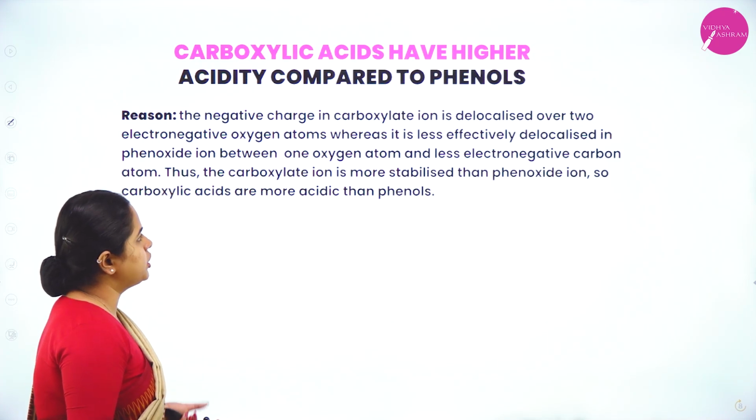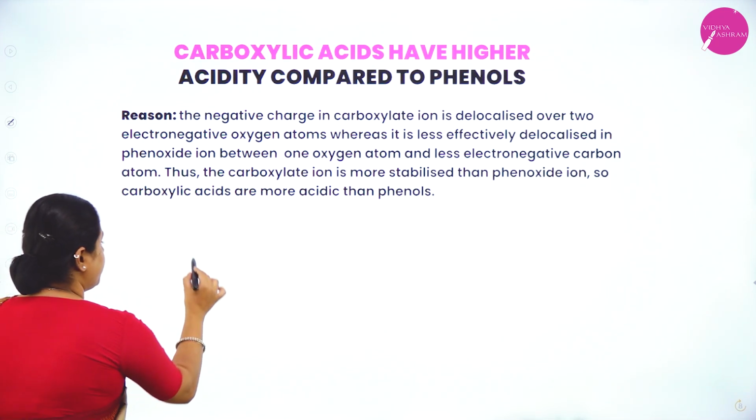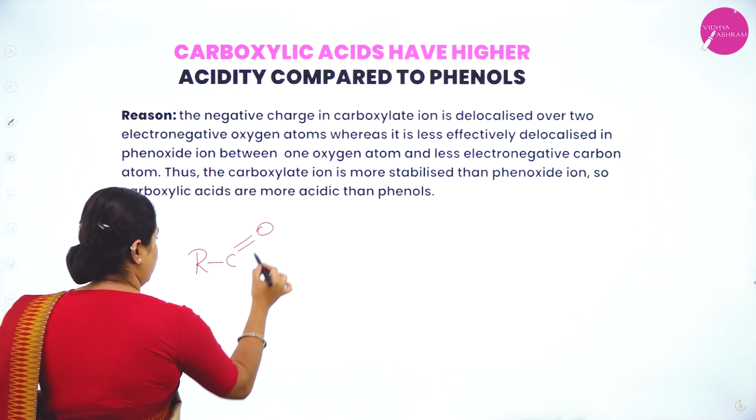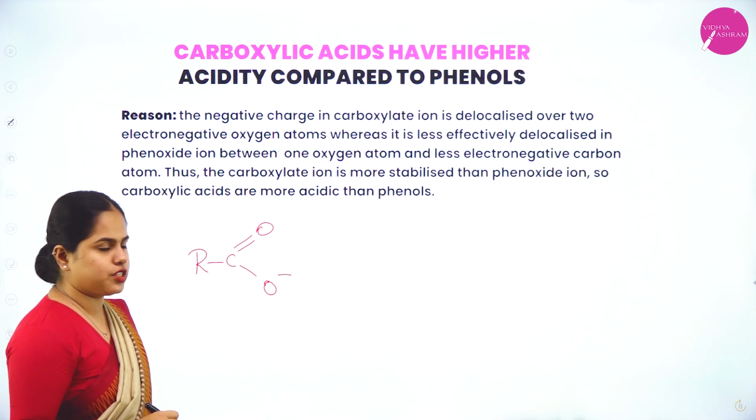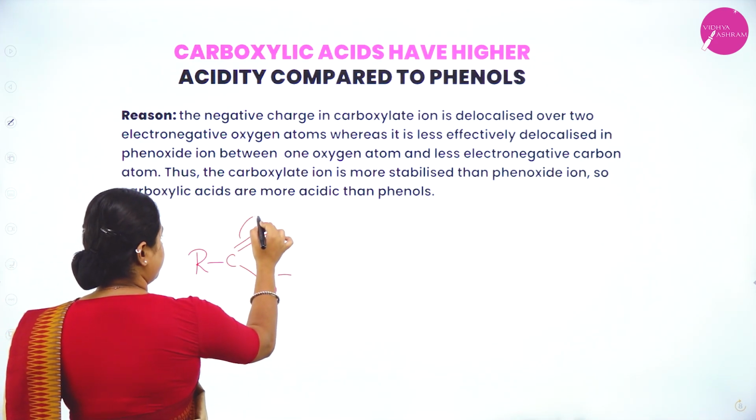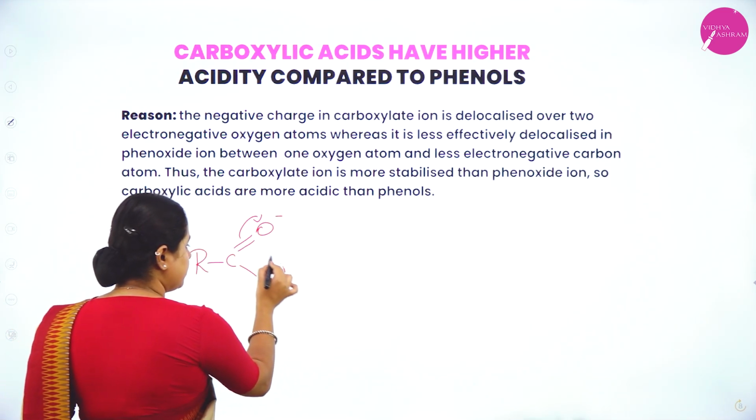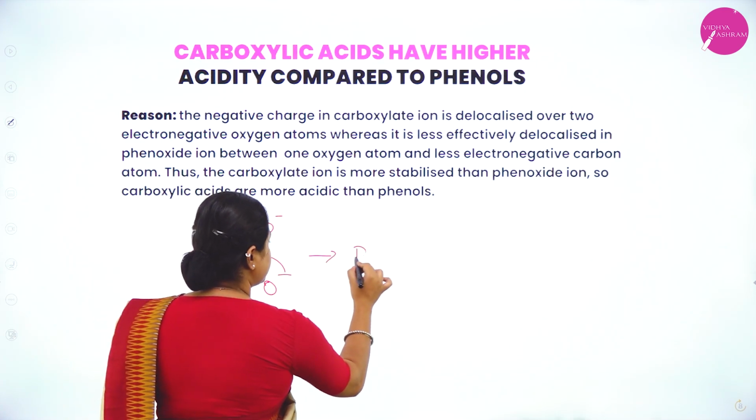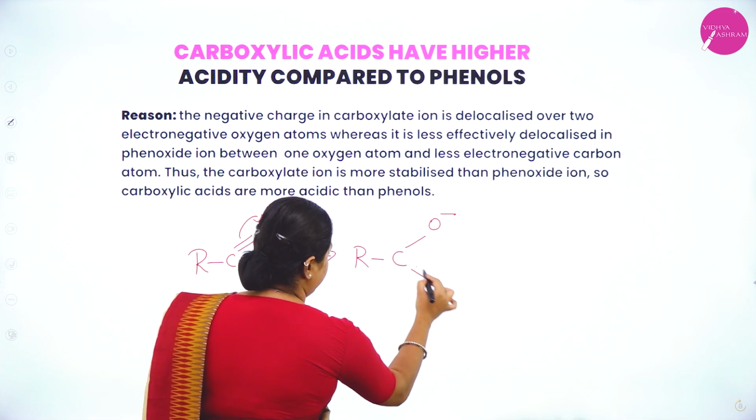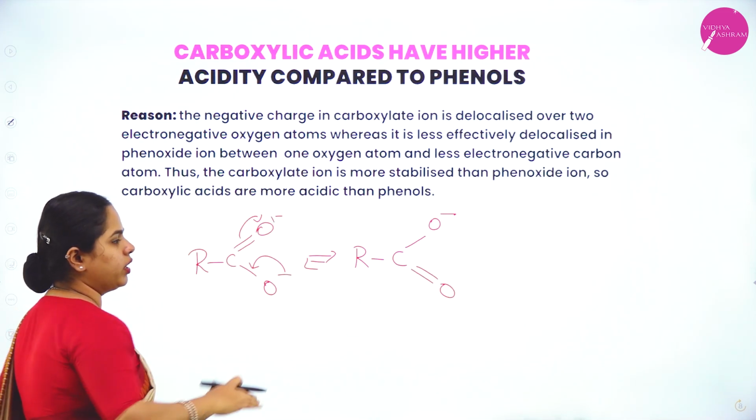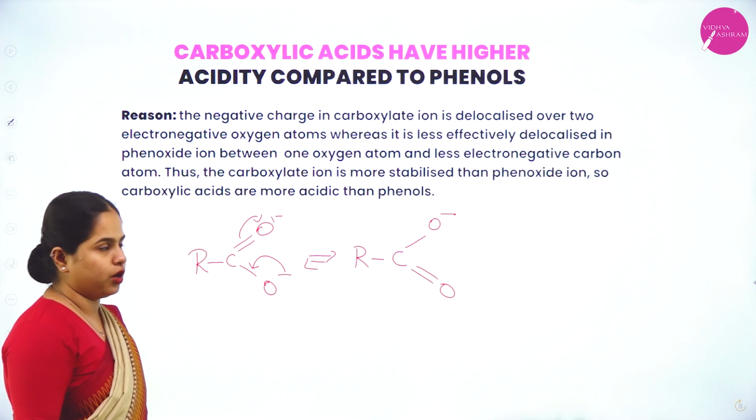Reason: the negative charge in the carboxylate ion is delocalized over 2 electronegative oxygen atoms. So you can see it is RCOO minus. This is the carboxylate ion. So just now we have already discussed the resonating structures. Because of the electronegativity difference, this can come here. So what will happen? You will get a negative charge over here, and this negative charge can come as a bond here. So what is the other resonating structure you can get? It will be RCO minus and double bond O here. So it can either come there or here. The resonating structures will happen between 2 oxygen atoms in the carboxylate ion, right?